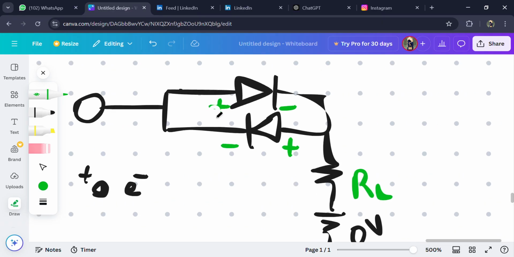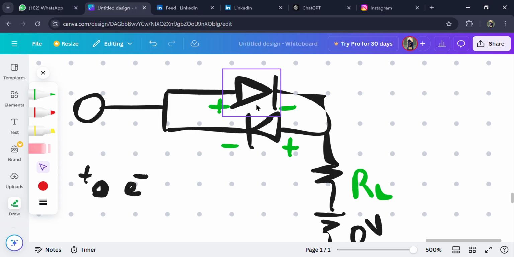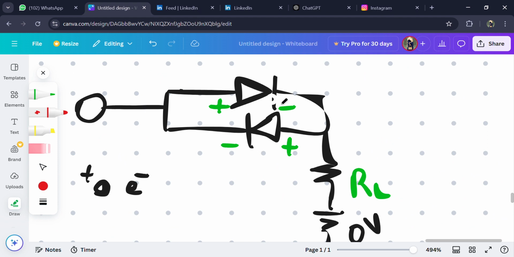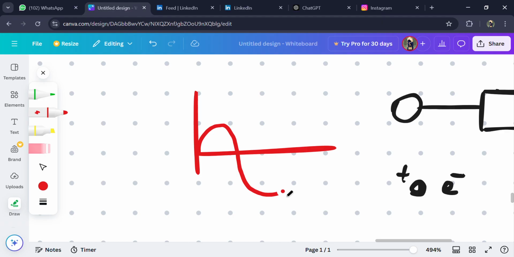Let me just change my pen's color so we could monitor the changes in the process. In this case, let's consider this one as D1 and this one as D2, diode number 1 and diode number 2. And we all know that in the AC current, we have a positive node and then a negative node. The polarity changes node by node. So let's first consider the positive node and then the negative node.